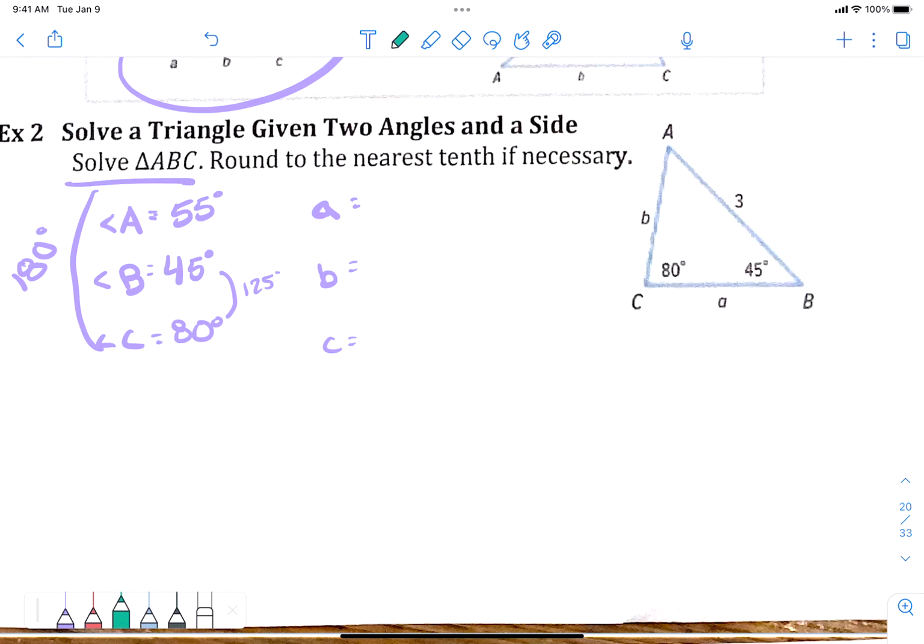All right, now we have to decide which side is sitting over here. Is that little a, little b, little c? Angel says little c. Why? Because that's the only one that works. It's opposite of capital C, and because it's the only one that it doesn't have, right?